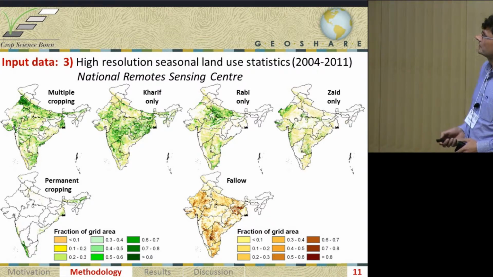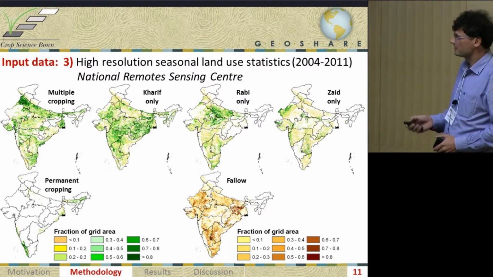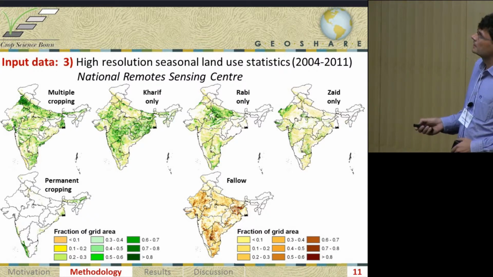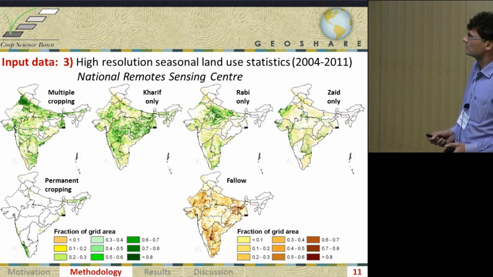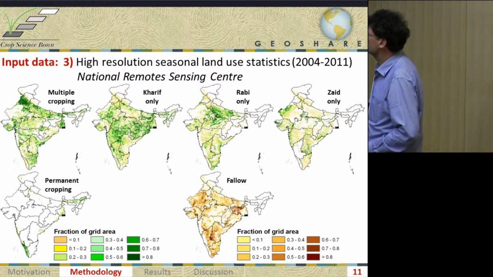First, when we aggregate to 500 meter, it looks like this. So you can see here we have, dependent on the season, strong spatial patterns. So in the Kharif season, there's cultivation almost everywhere. In the Rabi and Zaid season, it's different. And the permanent growing areas, so for perennial crops, are here in the south and in the east mainly. And we also have a significant area which is not used for cultivation in the specific year.